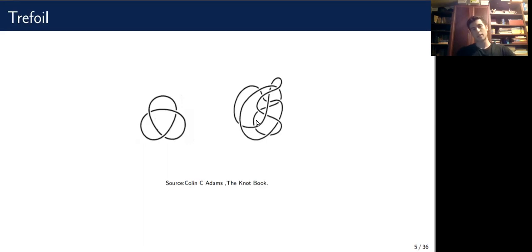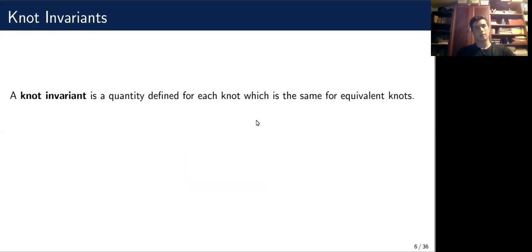But you can see here that it's difficult to see they are the same at first sight. The right one has more crossings and seems very complicated. And that brings us to the main question: how can we distinguish two knots? The usual strategy is to use knot invariants. A knot invariant is a quantity defined for each knot, which is the same for equivalent knots.